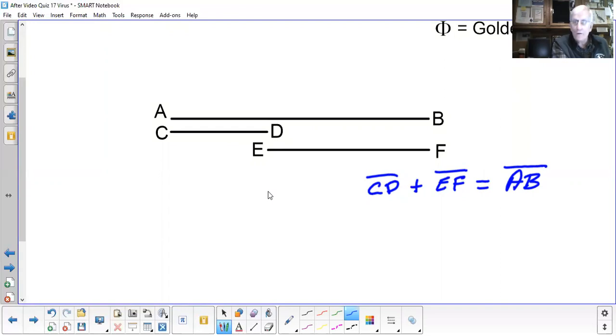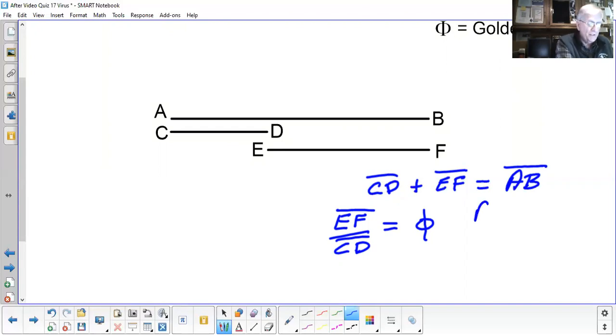If you take what I call the middle length guy there, EF, and you divide the length of EF by the length of the shorter guy over there, the segment CD, you should get the golden ratio phi. Also, if you take the longest segment, AB, and you divide it by the middle length segment, EF, you should also get phi. So these are referred to as golden sections if those three properties are satisfied.